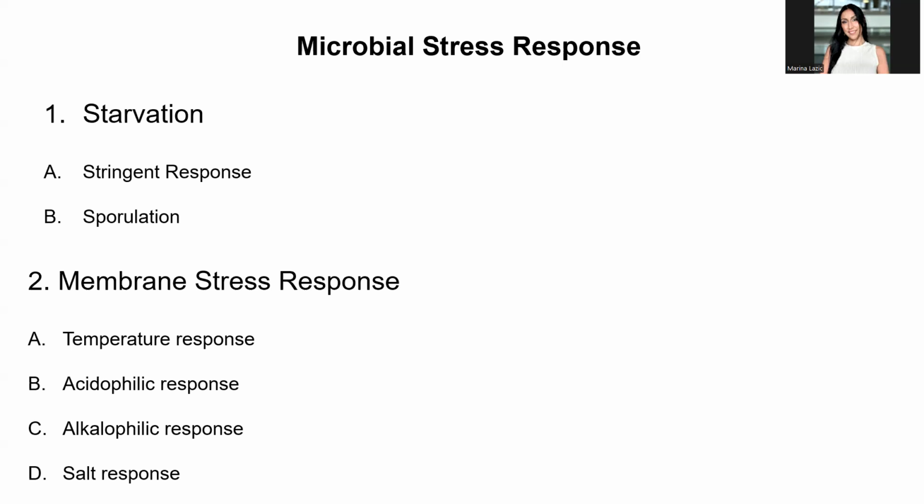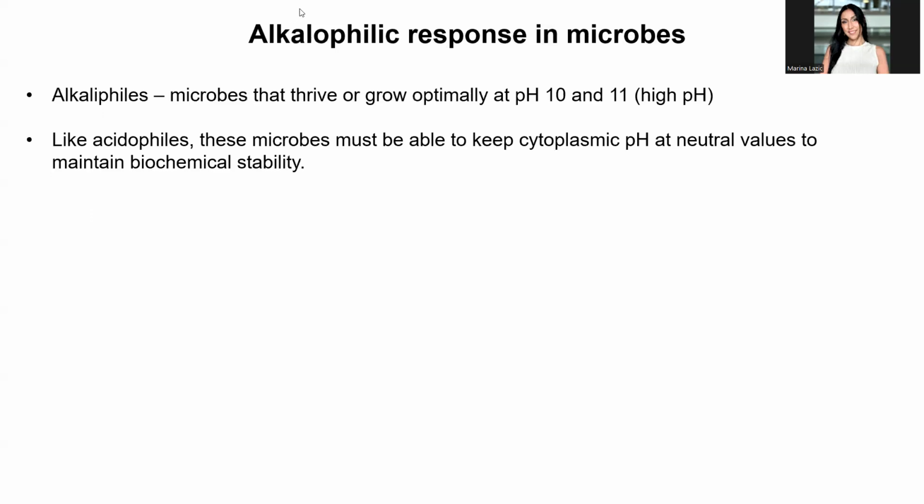What about the alkalophilic response? This one is really easy. If you remember, we talked about acidophiles, how they have flipped membrane potential and they rely exclusively on delta pH. Alkaliphiles do something different. Alkalophilic organisms live at very high pH, and at very high pH, we will have a lot of OH ions in the cytoplasm. Those organisms live optimally at pH like 10, 11. That's very high. Neutral is 7. This is extremely high.